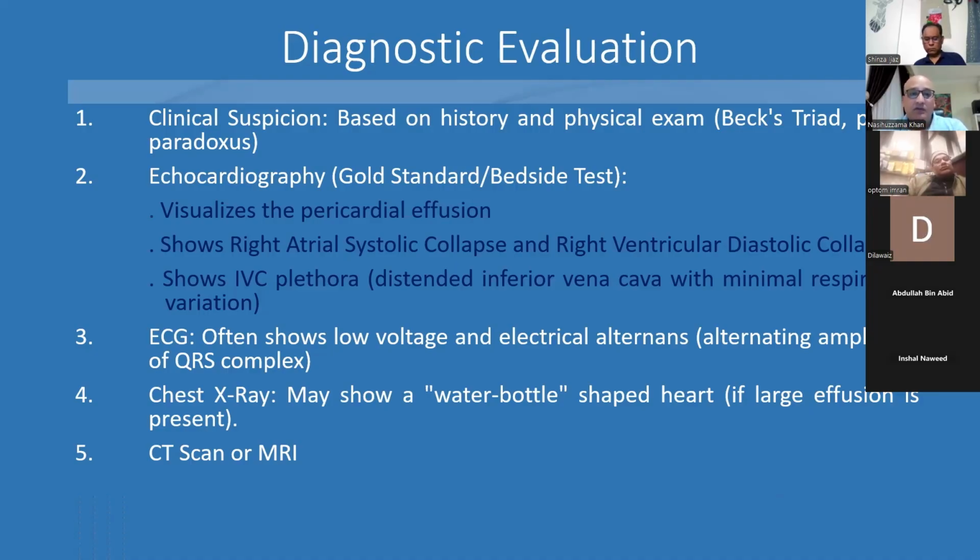ECG, of course, often shows low voltage and electrical alternans of QRS complexes. Chest X-ray may show a water bottle shaped heart if a large effusion is present. CT scan and MRI scan also can be helpful.